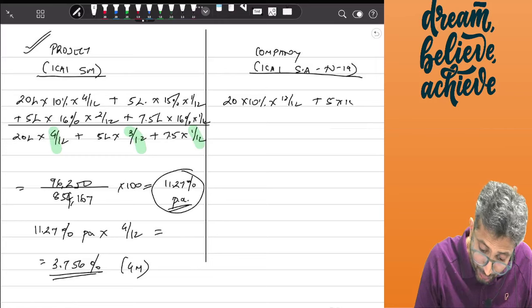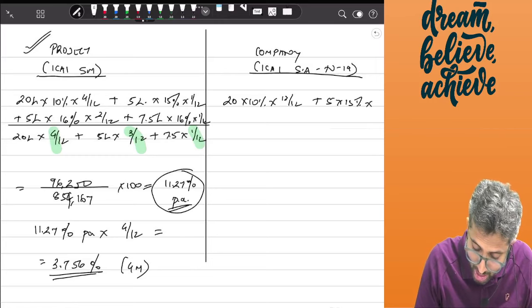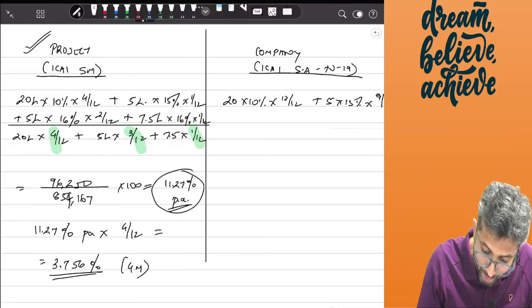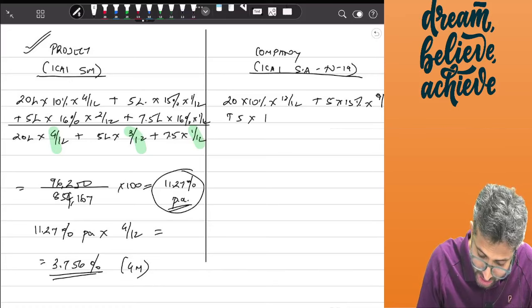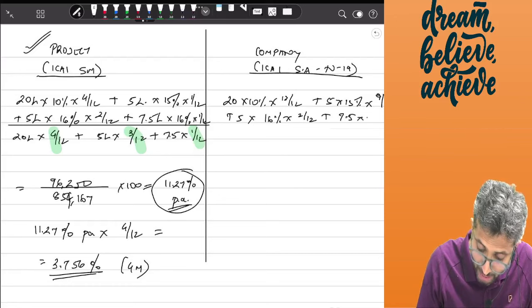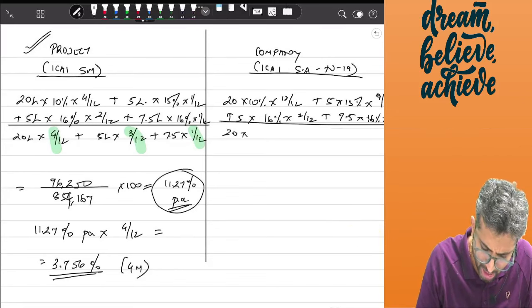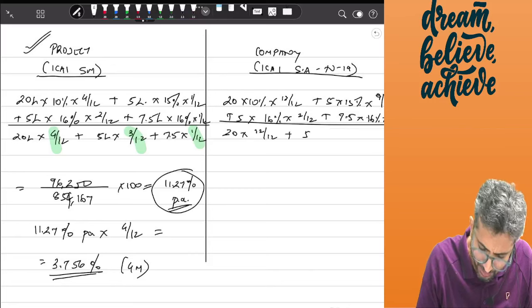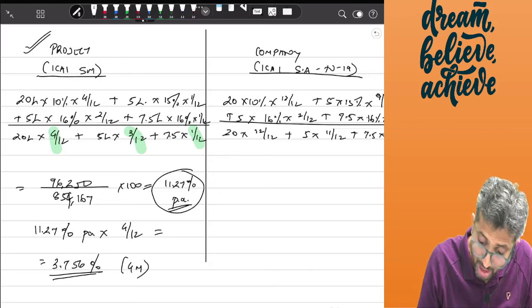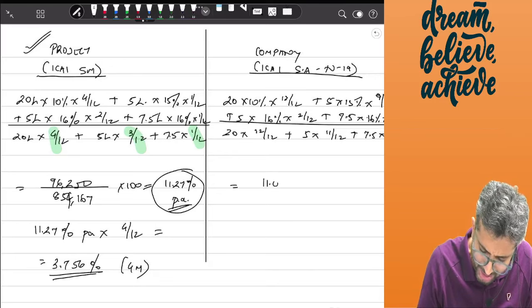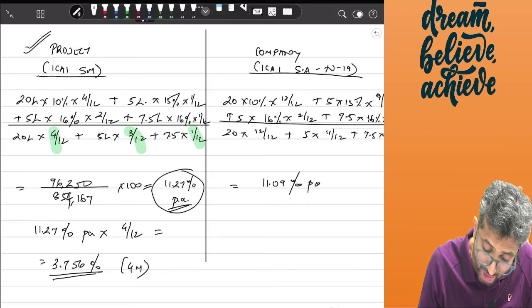Plus 5 lakhs into 15%. This time you will take around 9 by 12. This is for 9 months. Plus 5 lakhs into 16% into 2 by 12 plus 7.5 into 16% into 1 by 12. This will give you the actual interest for the entire 12 months. So in the denominator, you will take 20 into 12 by 12 plus 5 into 11 by 12 plus 7.5 into 1 by 12. If I do this working, this will come to approximately 11.09% per annum, which is different.